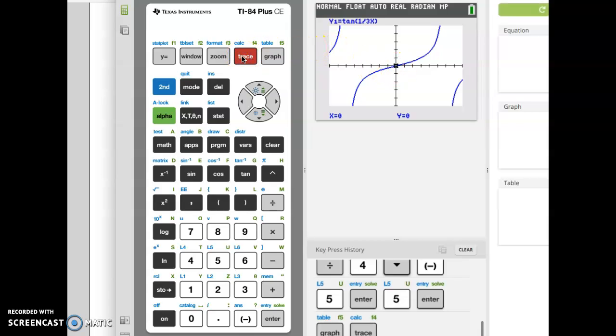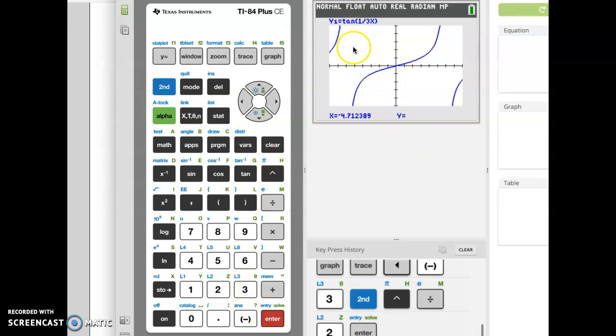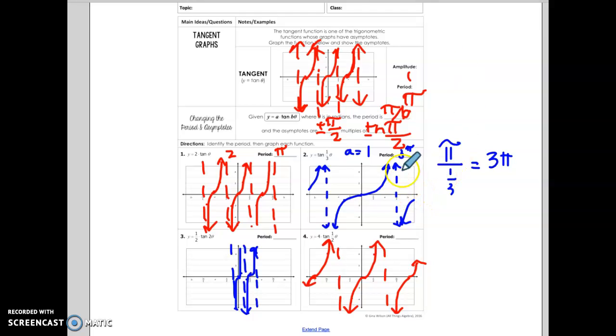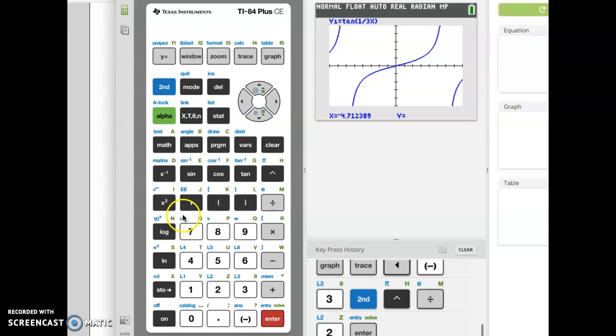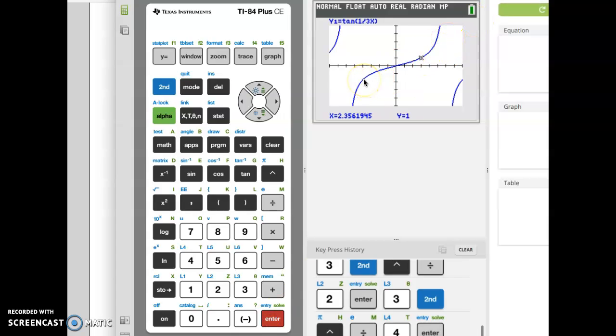So if I'm tracing, I have 0, 0. If I type in, let's see, we were at -3 pi over 2, if I type that in, it should be undefined. That's where my asymptote occurs. Okay, and then my asymptotes were at 3 pi over 2 and -3 pi over 2. If I go to, let's just do 3 pi over 4. Okay, so that is my max, and then we've got the min.